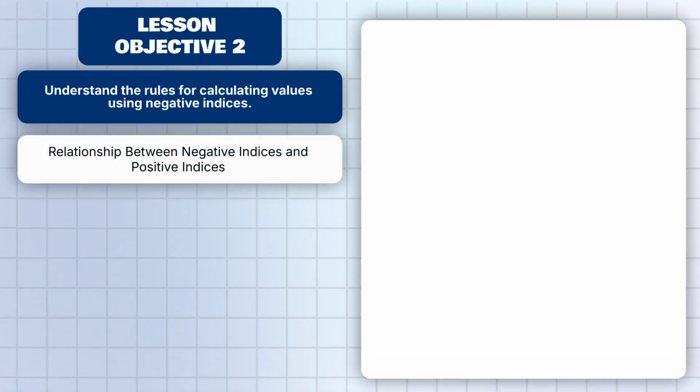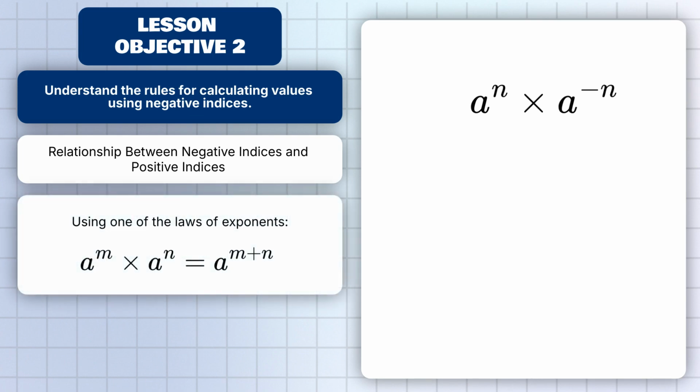Now, let's establish the relationship between negative and positive exponents. What happens if we do a to the power of n multiplied by a to the power of minus n? Well, using our law of exponents, we know that we need to add the two exponents together. This gives us a to the power of n minus n. Notice that they are subtracted here because the negative n cancels the plus out. When we do n minus n, we just get 0.